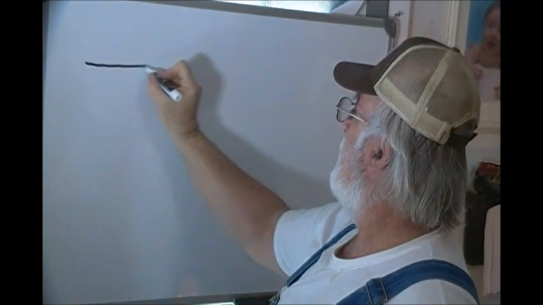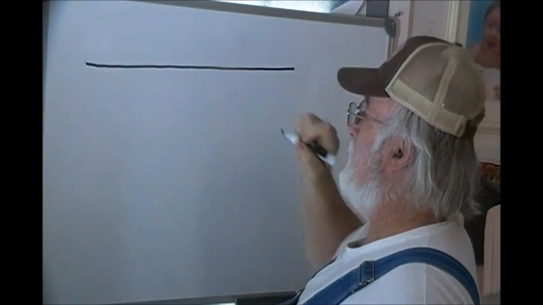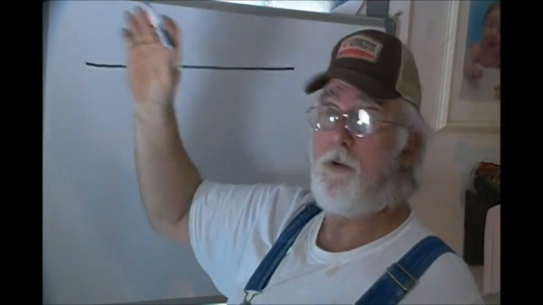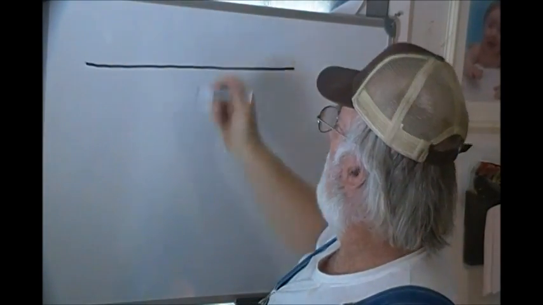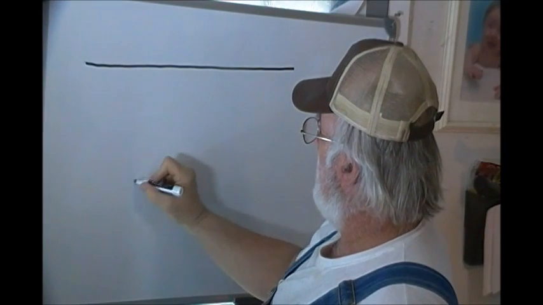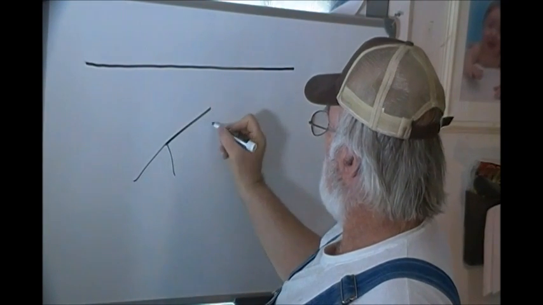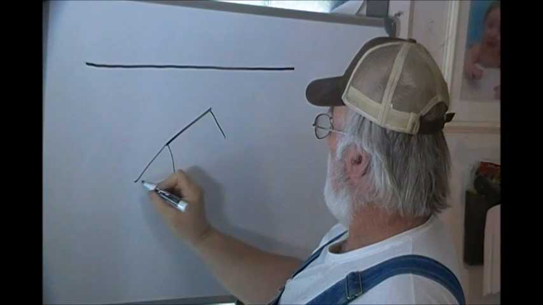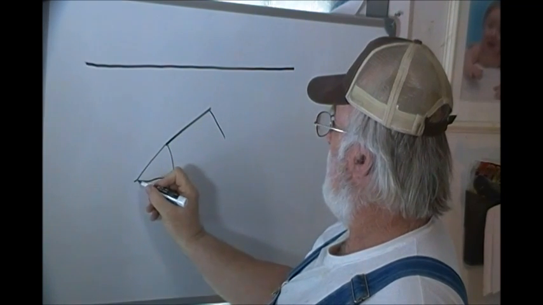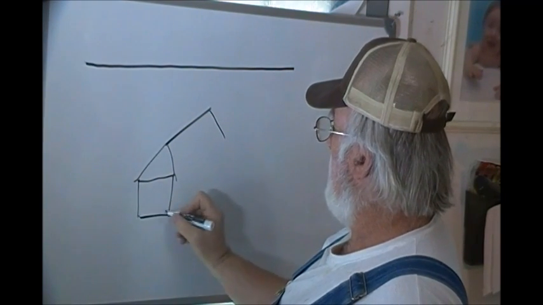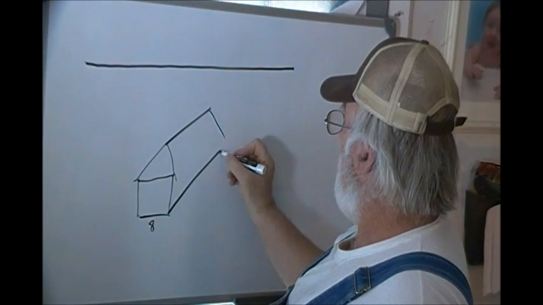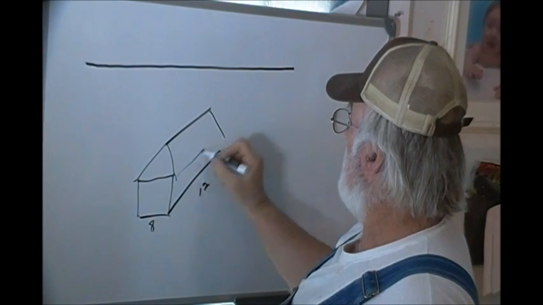That's the first thing we're going to do. And remember, we're building an 8 by 12. So my floor is going to be, we're looking at the long side because we're going to have our rafters running, let me draw it for you. We're going to have our building like this. It's going to be 8 foot here and 12 foot this way.